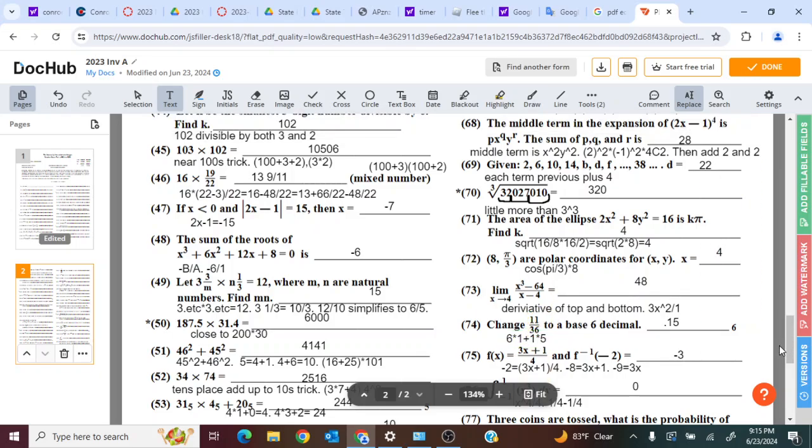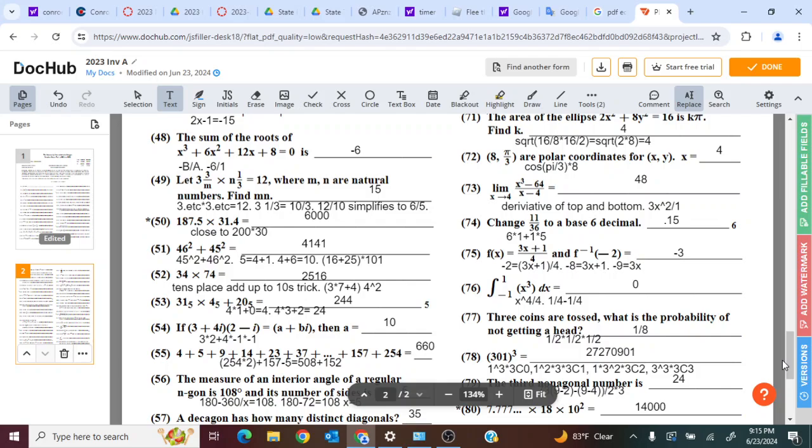F of x is that, and f of negative 1 of 2 is what? Okay. F negative 1 of 2 means you plug in your 2 right here and solve for this x. So you just do that. Negative 2, multiply by 4 to get negative 8, subtract 1 to get negative 9, divide by 3 to get negative 3.